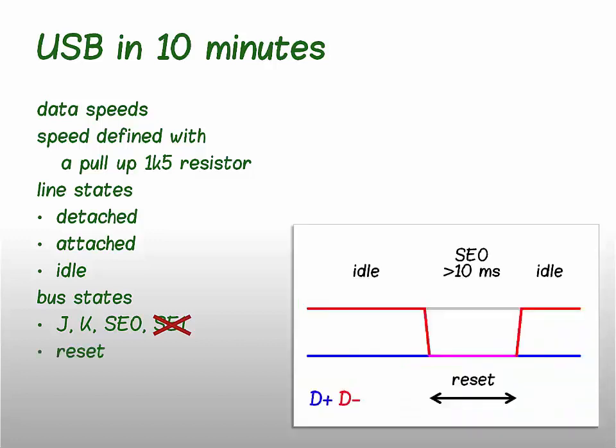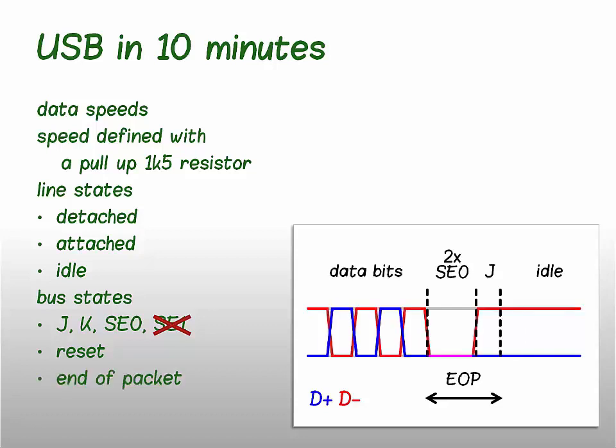Another state is reset. The bus is said to be in reset state whenever there is a single-ended 0 during more than 10 milliseconds. To end transmission of bits, the host or device appends single-ended 0 for 2 bit times, followed by 1 bit of J state, and then lets the bus go idle. This signal is called end of packet.